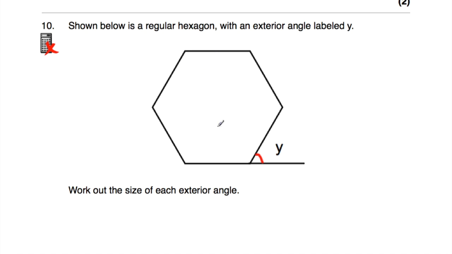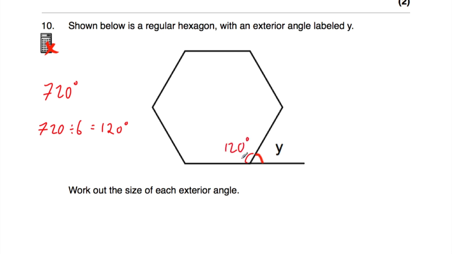We could take the sum of the interior angles, which for a hexagon is 720 degrees. We could divide that by 6, and if we do 720 divided by 6, now it's a non-calculator question, but we've already done it a few times in this video already. I know that's 120 degrees. You could use your bus shelter method if you wish there. And that means that each interior angle is 120 degrees.